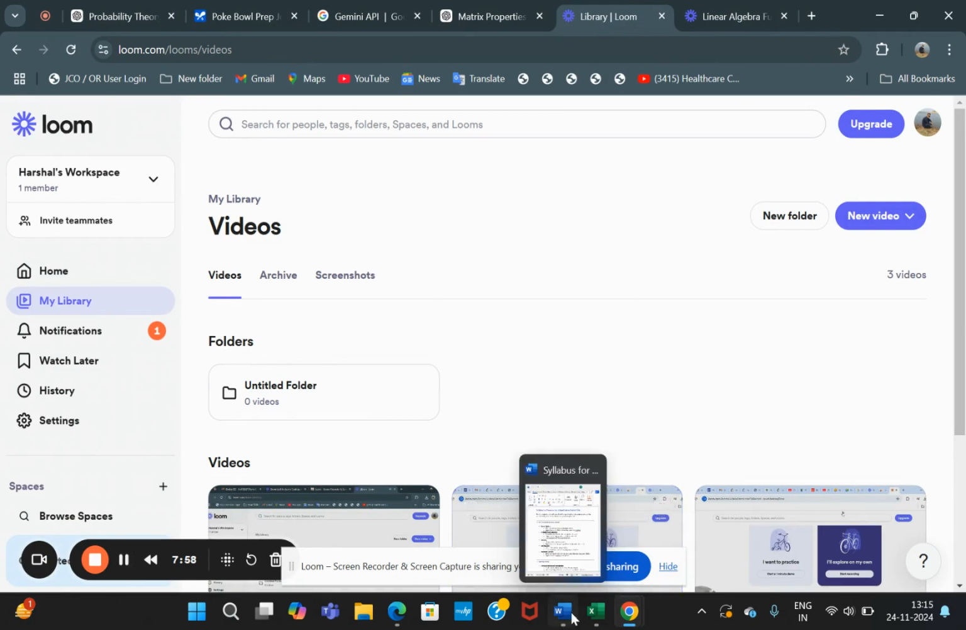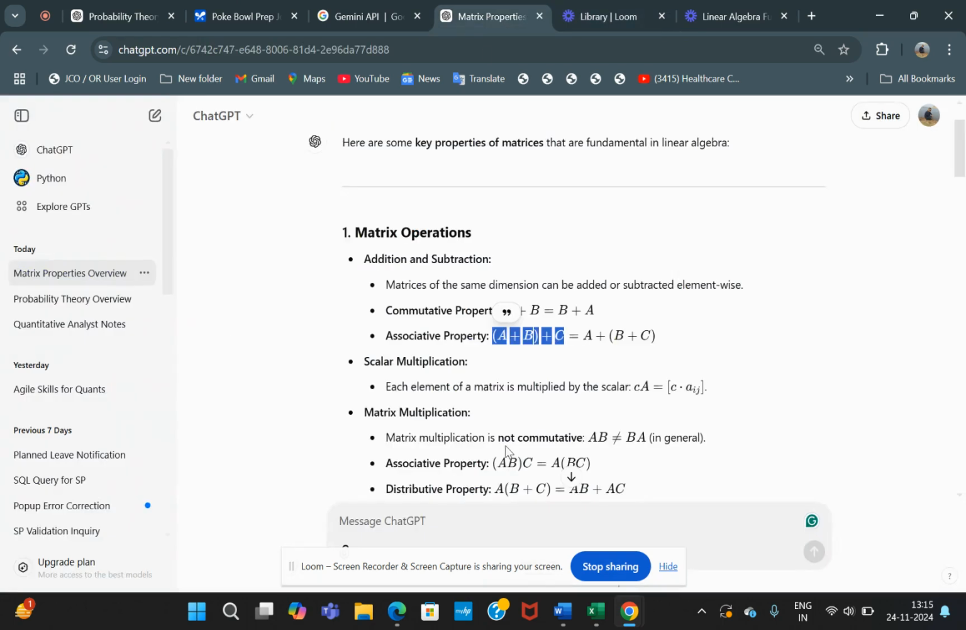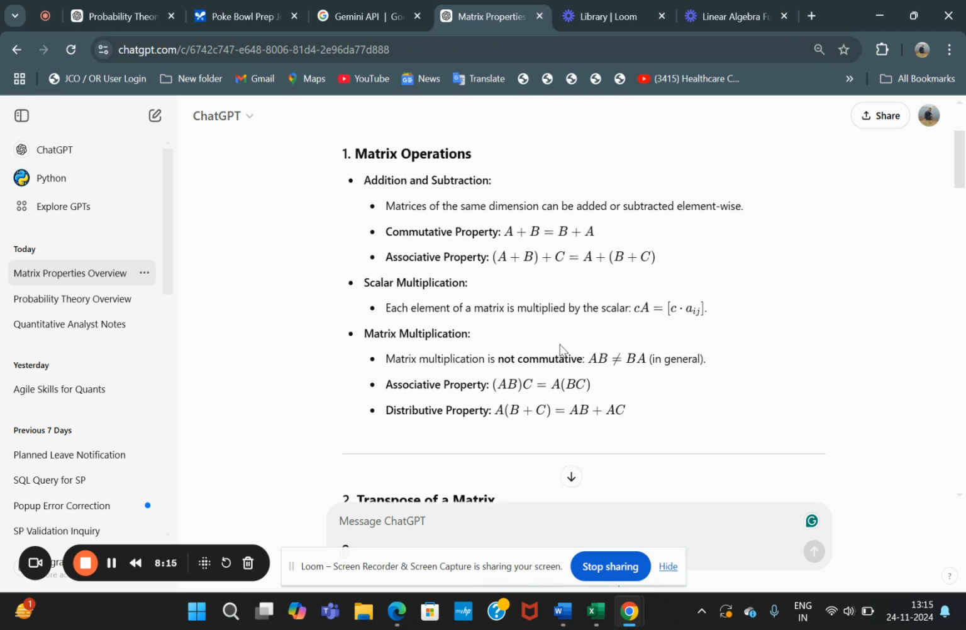So let's look at the properties of the matrices. Let's go to some properties. The commutative property is satisfied: A plus B is equal to B plus A. If one matrix is A and another matrix is B, then A plus B is equal to B plus A. And the associative property: if we consider three matrices, then bracket of A plus B plus C is equal to A plus bracket of B plus C. These properties are satisfied for every matrix.